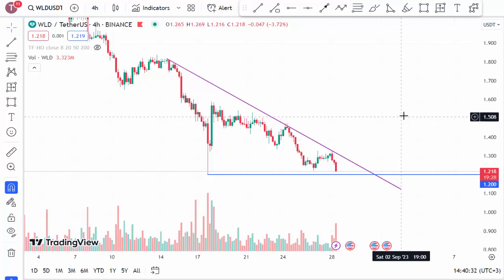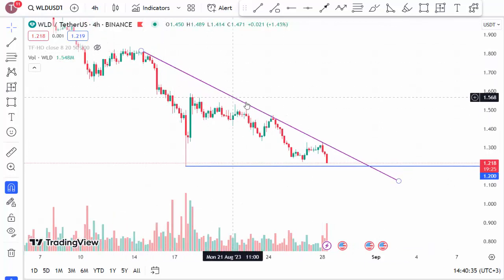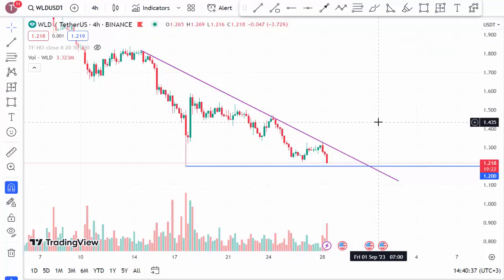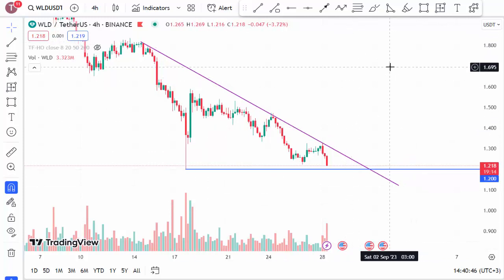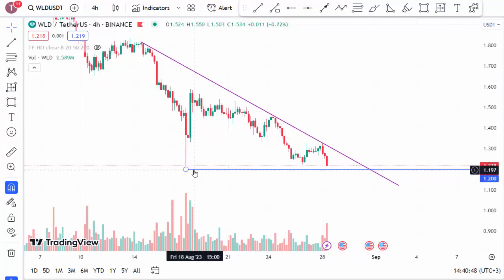Today, we will share the technical analysis of WLD coin with you. First of all, friends, we can see that there has been a long-standing descending trend here, and of course, we want the trend to break to the upside so that the price movements can ease and continue to rise.